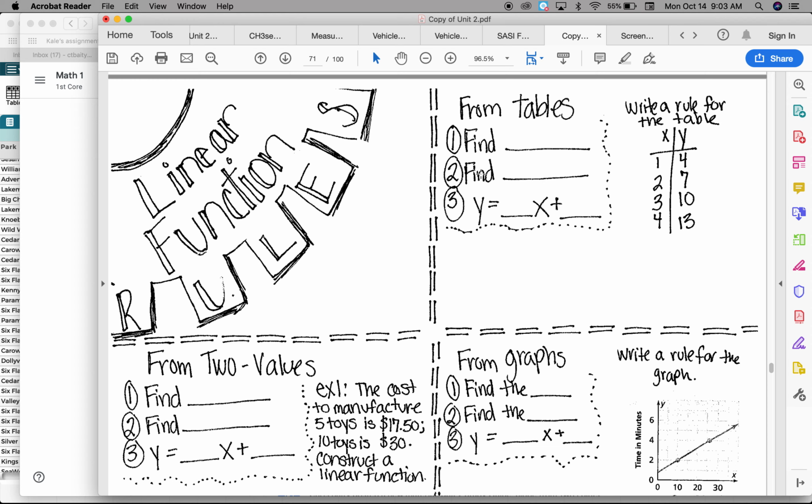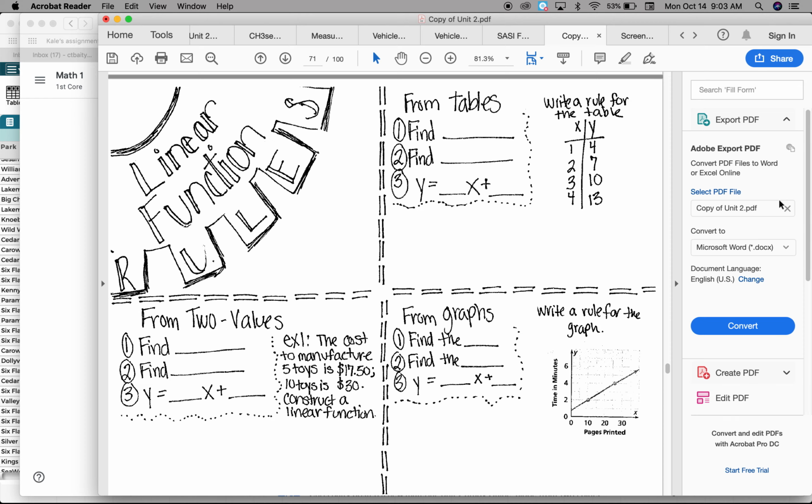All right, and the way that we're going to do that from a table is very simple. To find the slope, we're going to use our slope formula, y sub 2 minus y sub 1 over x sub 2 minus x sub 1. So that should look like 7 minus 4 divided by 2 minus 1, and that will give us 3 over 1, or a slope of 3. And so I can put that in.